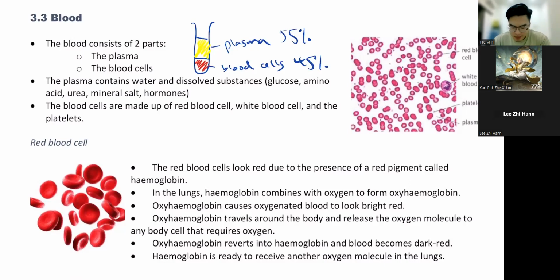You might say, sir, what is plasma? Plasma is the watery part of your blood. As you can see here, the plasma contains water and dissolved substances, like sugar, glucose, amino acid, urea, mineral salt, hormones, and others. The and others part would be your blood plasma.